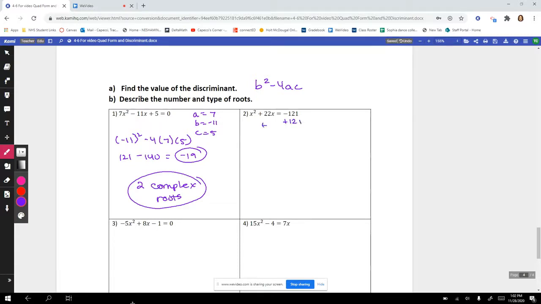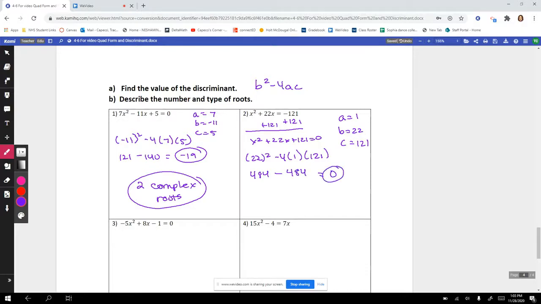I'm going to add 121 to both sides. Now we have x squared plus 22x plus 121 is equal to 0. So a is equal to 1, b is equal to 22, c is equal to 121. So our numbers are pretty big here. So b squared is 22 squared minus 4 times a, which is 1, and c, which is 121. Okay, 22 squared is 484. Minus times a plus gives me a minus. 4 times 1 times 121 is 484. So again, my discriminant is 0.